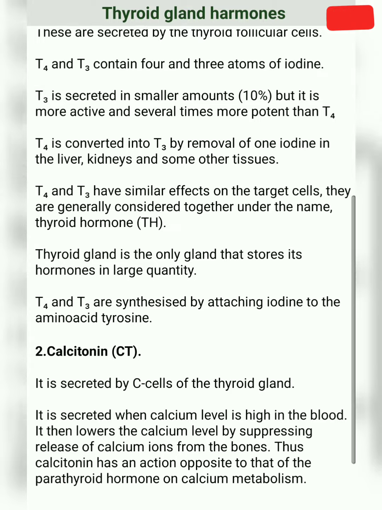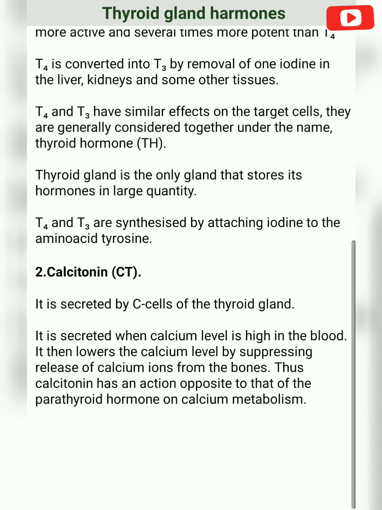2. Calcitonin, CT. It is secreted by C cells of the thyroid gland. It is secreted when calcium level is high in the blood. It then lowers the calcium level by suppressing release of calcium ions from the bones. Thus calcitonin has an action opposite to that of the parathyroid hormone on calcium metabolism.